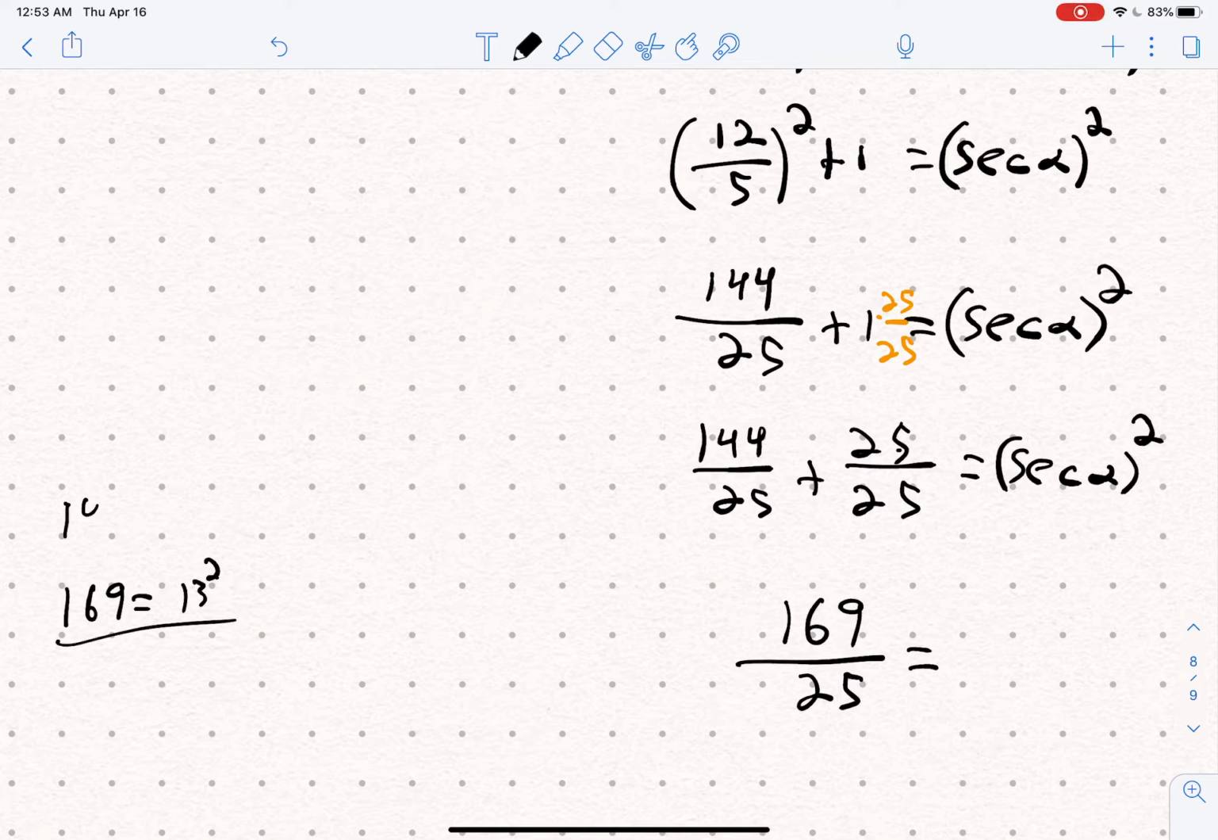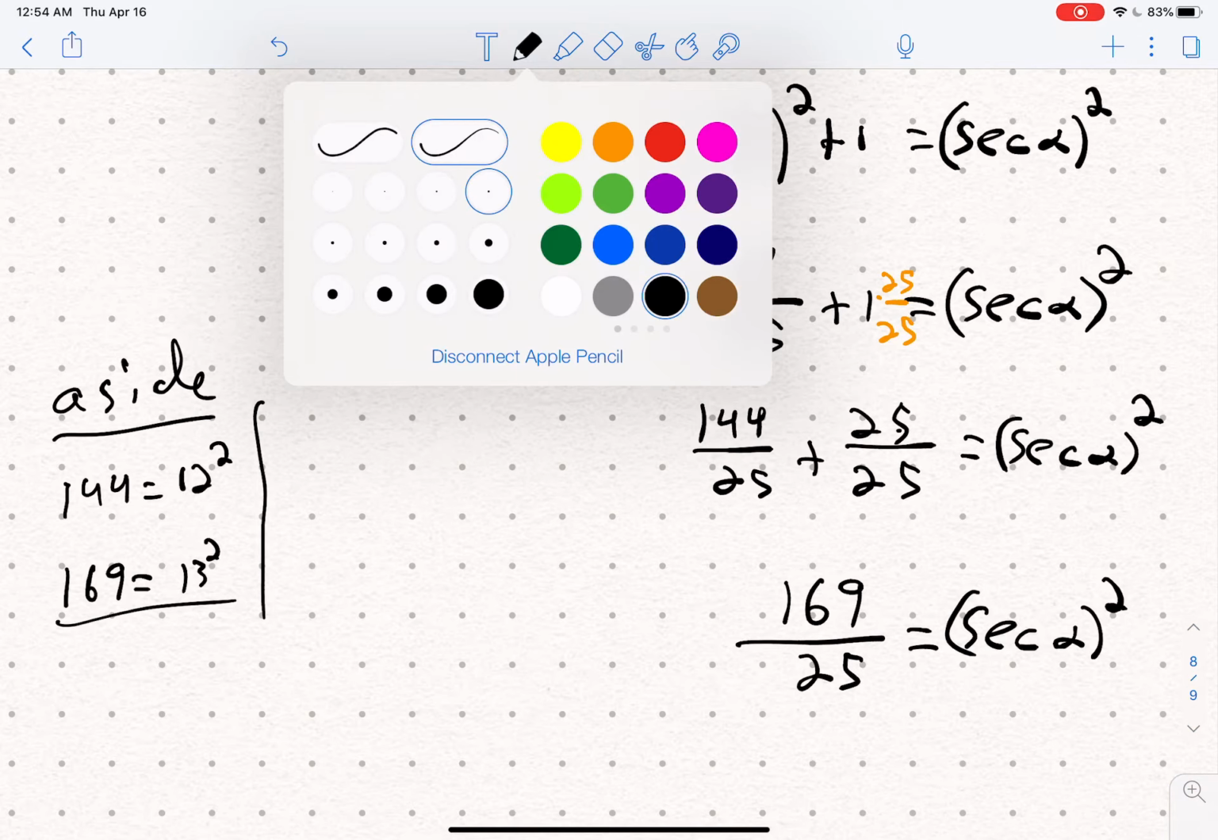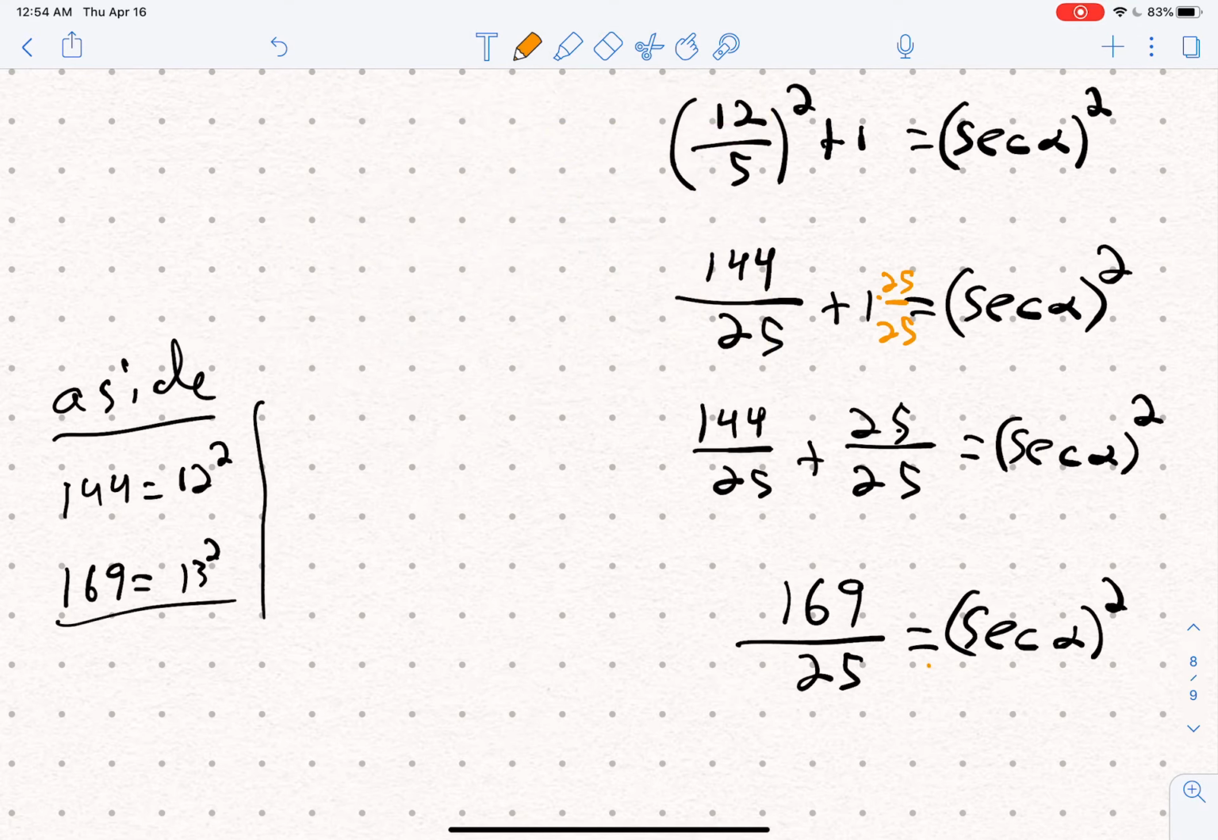Just like 144 is equal to 12 squared. That's just an aside. This is getting friendly with your numbers in ways that will help you when you're doing these problems. Okay. And this is all equal to the secant of alpha squared. Now, we want to get secant of alpha by itself, so we're going to take the square root of both sides. And don't forget, when we use a square root to cancel off a squared, on the other side we have to put a plus or minus.